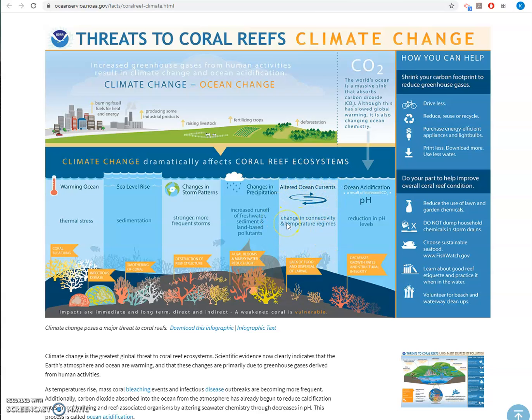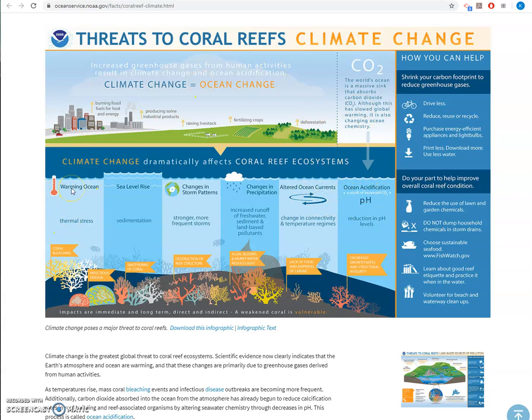If the ocean current changes, that can stress it out because maybe now it's receiving cold water from the west instead of warm water. And then ocean acidification as a result of increasing carbon dioxide. That's a big one. So here's the three that matter the most to us for climate change. Warming ocean, altered currents, and ocean acidification.